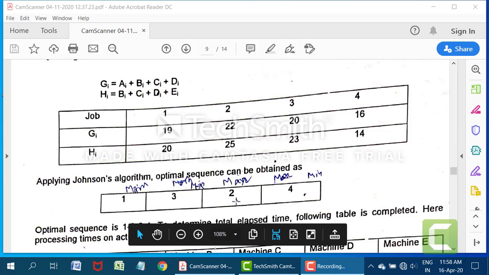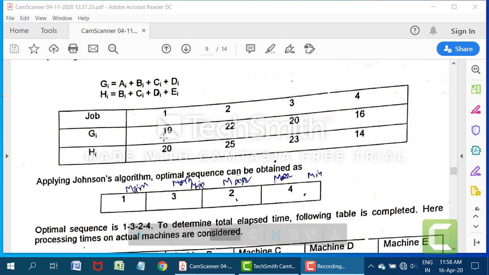1, 2, 3, 4. Let us assume empty compartments are there to start with. Nothing is written in them. Assume that four empty compartments are written. Now, Johnson's algorithm can be applied step by step.